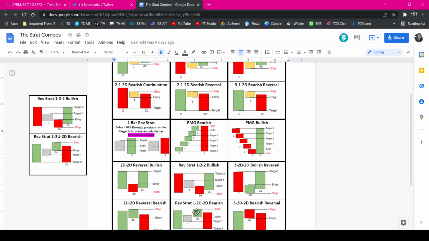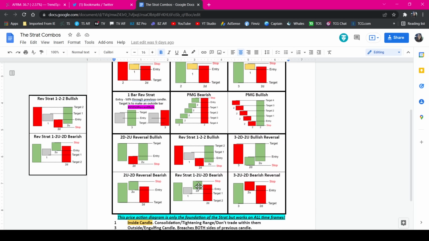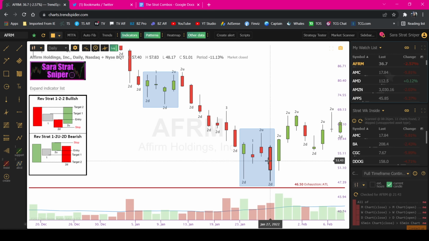I'm still short biased because that's the trend. That's where full time frame continuity is to the downside. I don't want to take a long right here. That would be a terrible idea on my part. It's a low probability trade. So I'm going to sit this day out. I don't care about this day. I'm looking for a 2 back down.